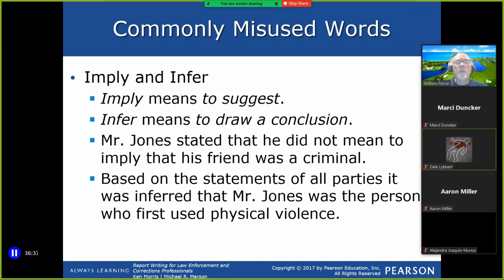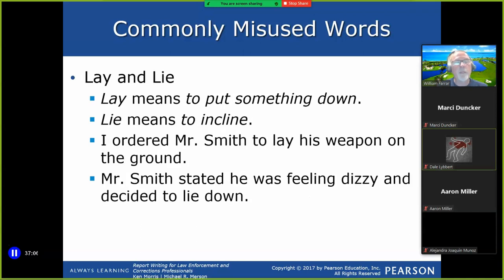A couple more: imply and infer. Imply means to suggest, and infer means to draw a conclusion. So examples: Mr. Jones stated that he did not mean to imply that his friend was a criminal, meaning suggest. Or the other example: based on the statements of all parties, it was inferred, okay, that Mr. Jones was the person who first used physical violence, meaning that you drew that conclusion based on what you were reading. Lay and lie, same thing.